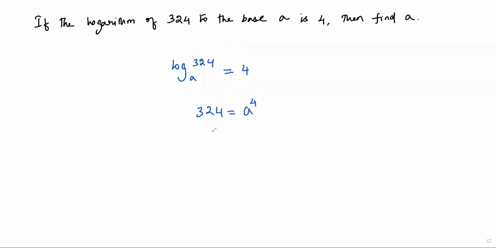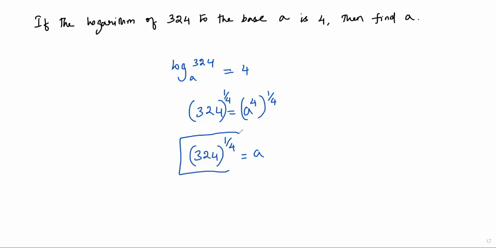To get rid of this exponent 4, I have to take exponent 1/4 on both sides. So 324 to the power 1/4, and a to the power 4 whole to the power 1/4. I can multiply these two exponents. So 4 times 1/4 will become just 1, because the 4 will cancel. So we'll have a to the first power. We don't have to mention the exponent 1, so simply we can write it as a. So now I have a on the other side.